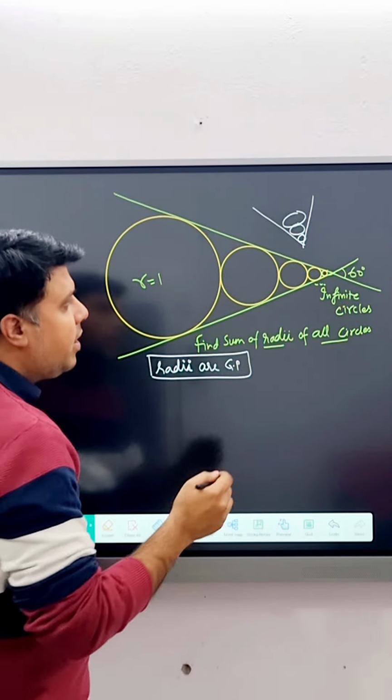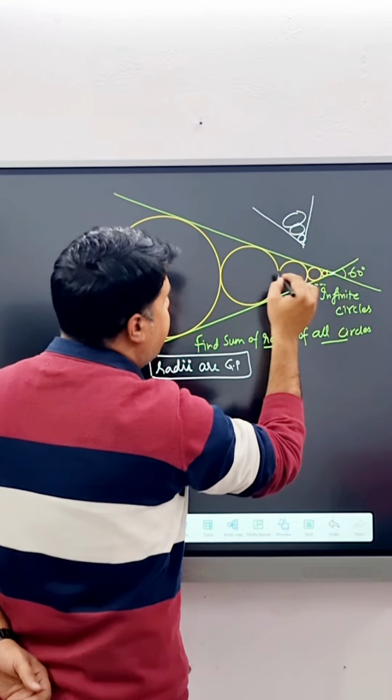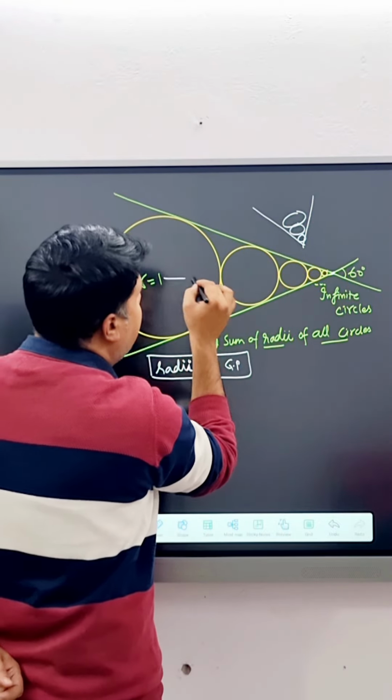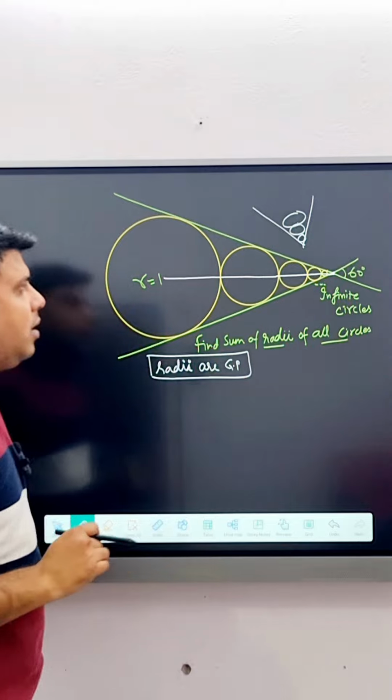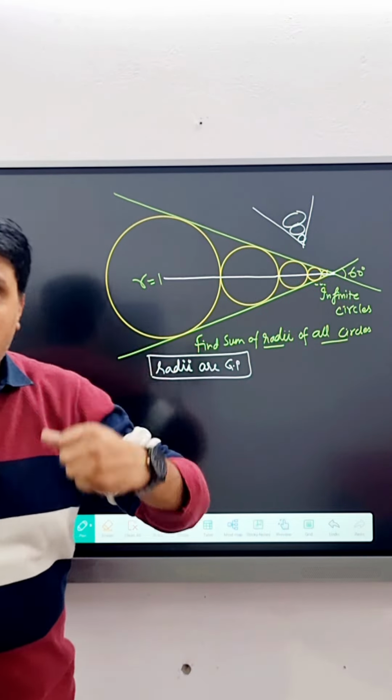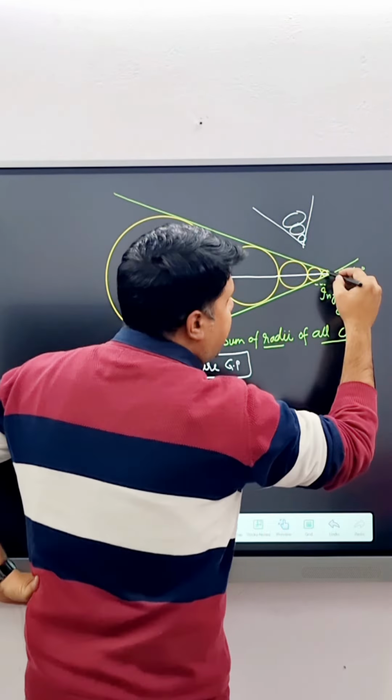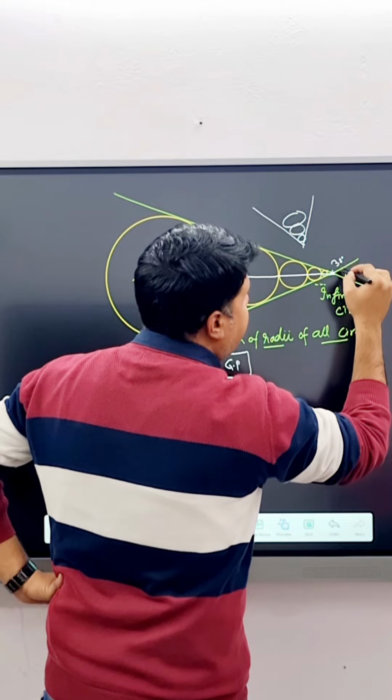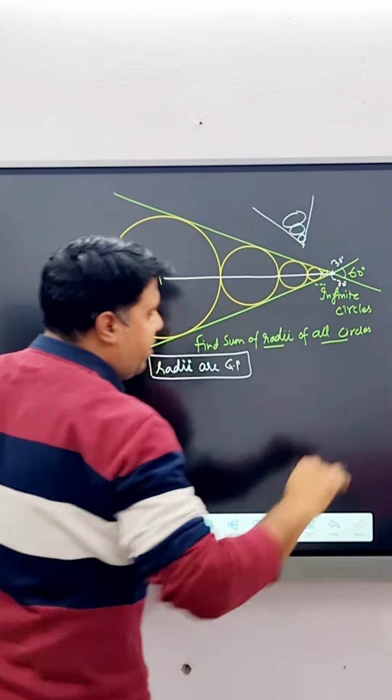And the second thing is that if I join the centers of the circles with the intersecting point, all the centers will be collinear. That is another important lesson. So I can say this angle would be 30 degrees, right? 30 degrees upside, 30 degrees downside. There is no issue in that, right?